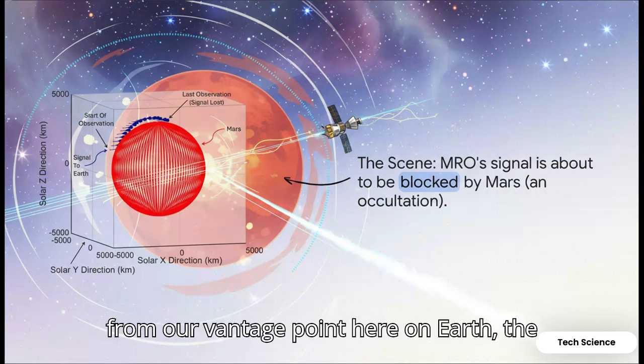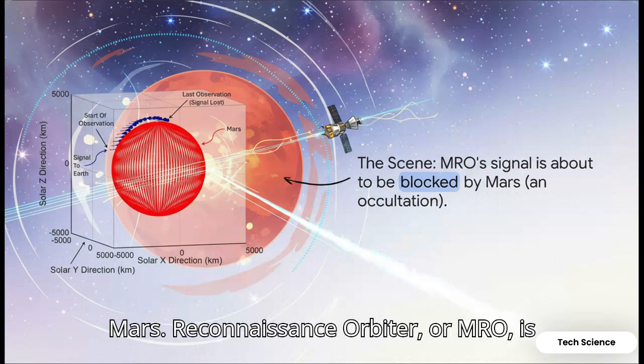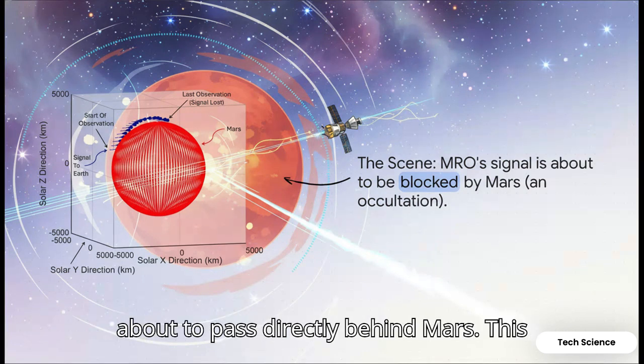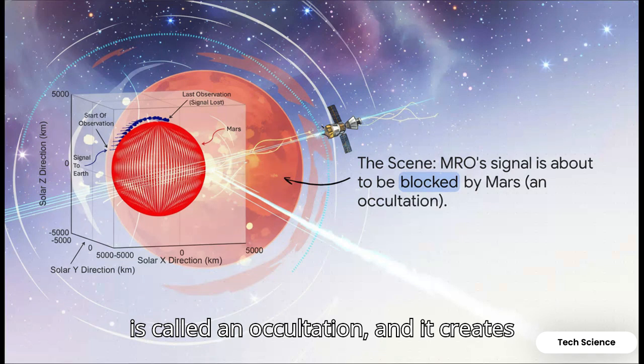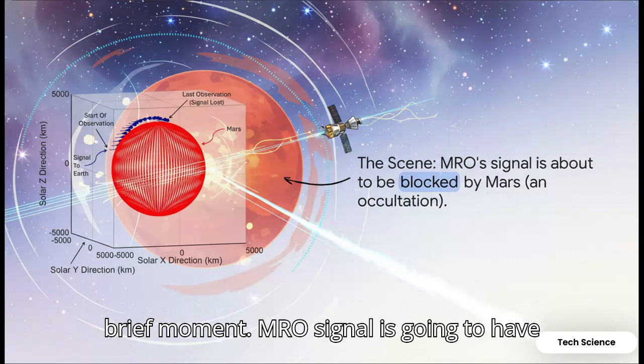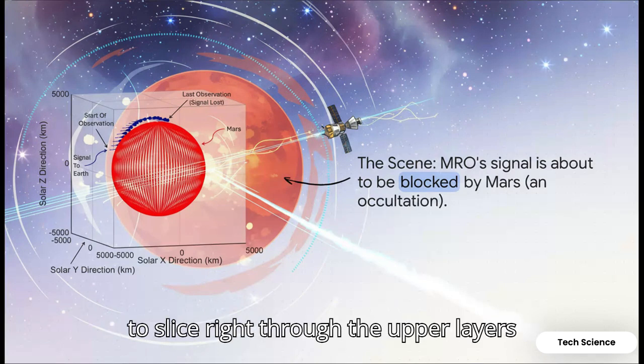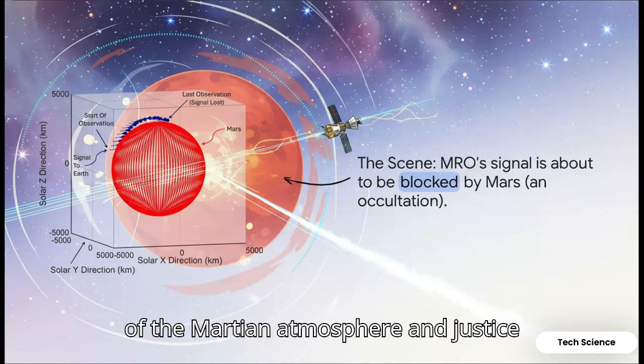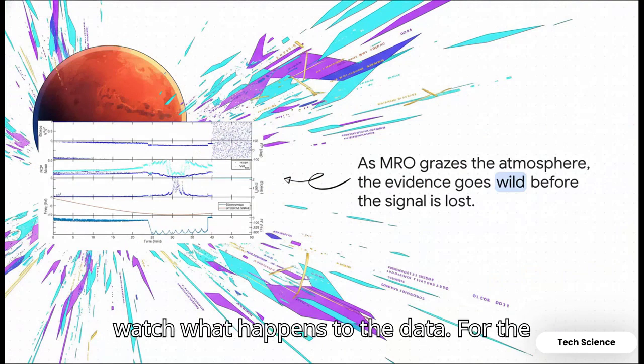So picture this. From our vantage point here on Earth, the Mars Reconnaissance Orbiter, or MRO, is about to pass directly behind Mars. This is called an occultation, and it creates a perfect natural experiment. For just a brief moment, MRO's signal is going to have to slice right through the upper layers of the Martian atmosphere.